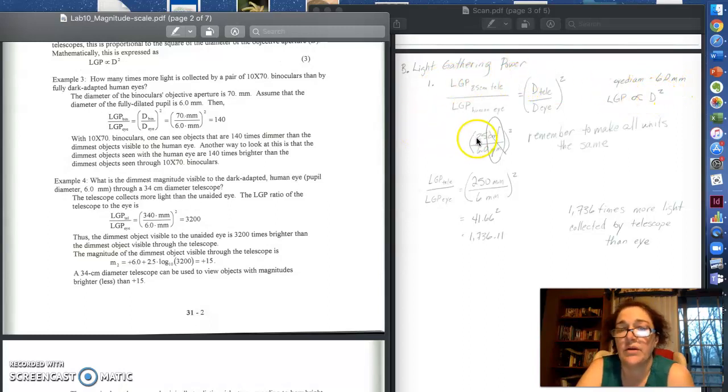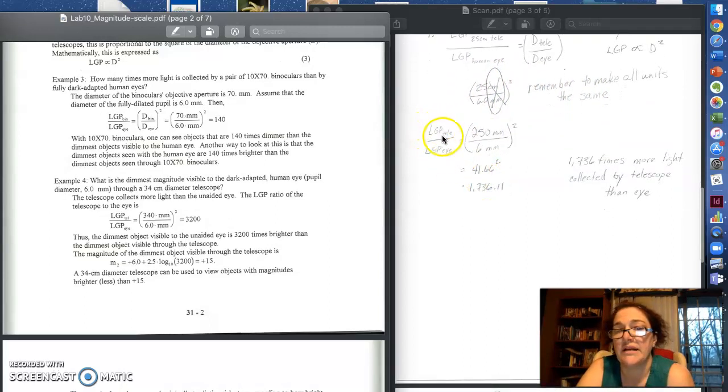So now we go back here, type in the numbers 25 centimeters over 6.0 millimeters. This doesn't work because it all has to be in the same units. So we convert 25 centimeters to millimeters. Light gathering power of the telescope over light gathering power of the eye. So we have 250 millimeters divided by 6 millimeters, and all of that is squared. So 250 divided by 6 is 41.66, squared, 1,736.